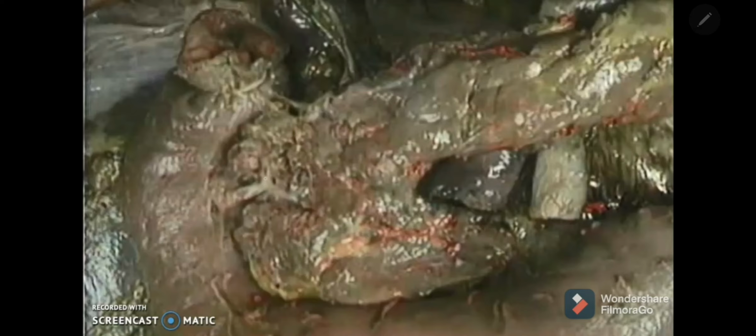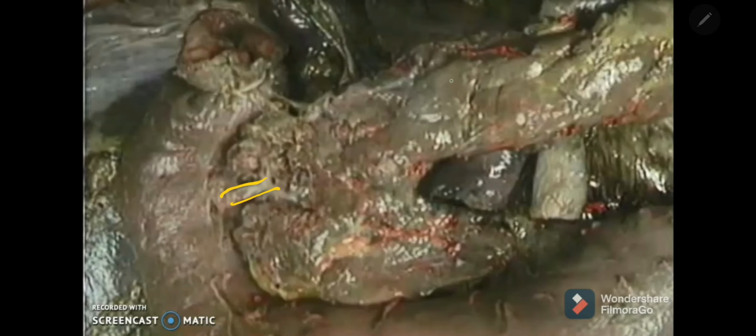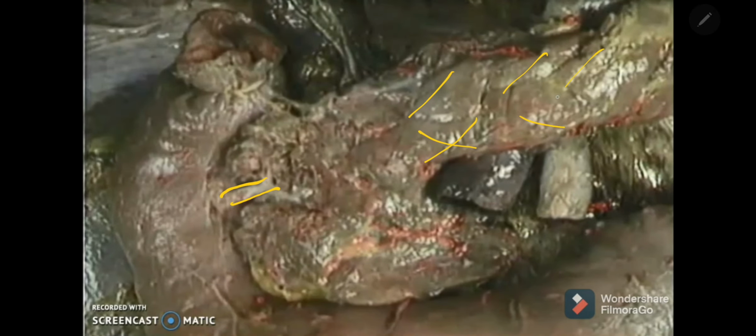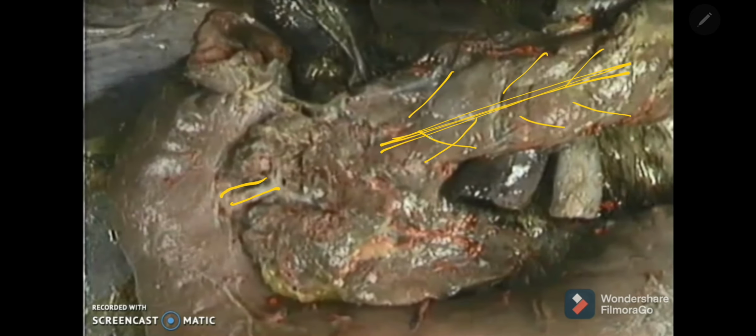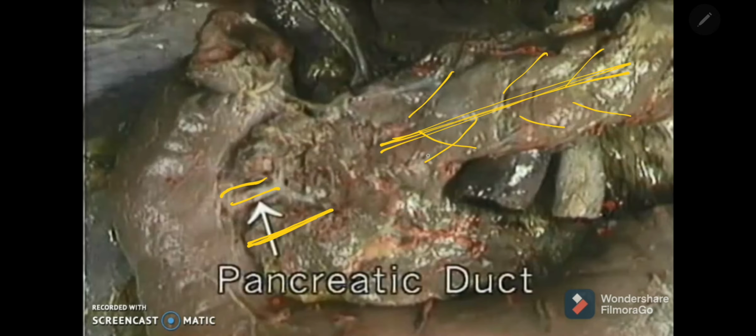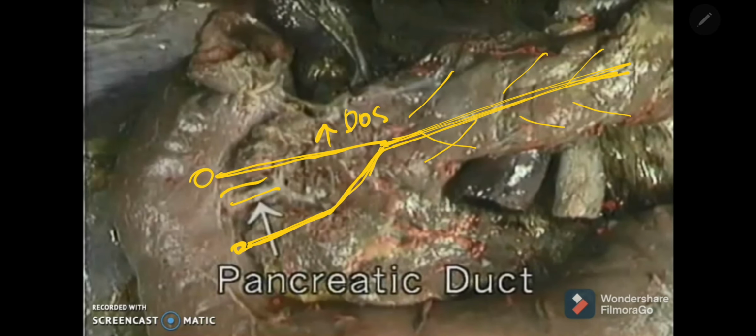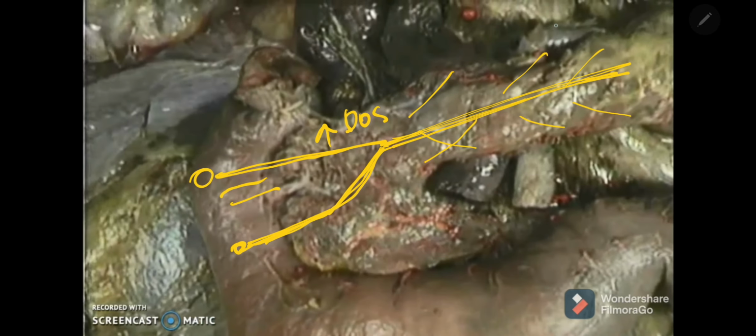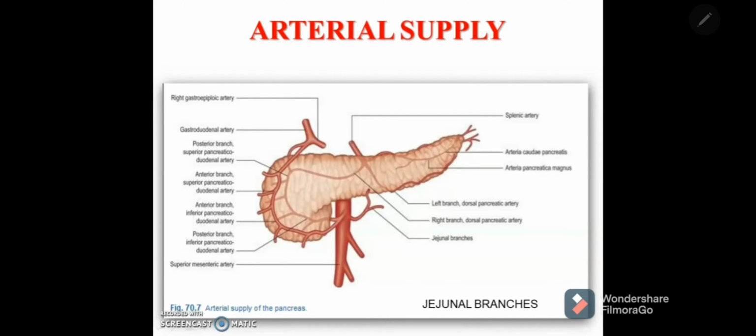the duct of the pancreas formed by the herringbone pattern, like a fishbone pattern. It is formed by communication between the duct of ventral pancreatic bud and duct of dorsal pancreatic bud. They have oblique communication, duct of Wirsung, and here is the duct of Santorini opening into minor duodenal papilla. This is the duct of Wirsung opening into major duodenal papilla. Now coming to the arterial supply.